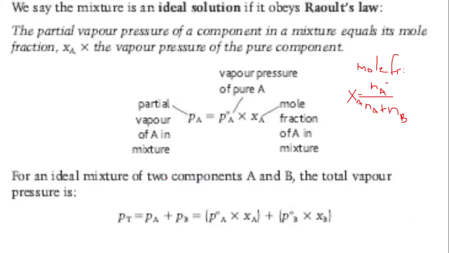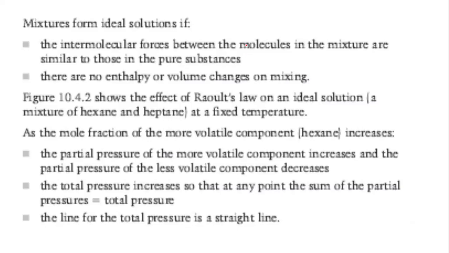Now, when you're adding the partial vapor pressure of A and the partial vapor pressure of B to get the total pressure, that is under ideal conditions, and we call that the ideal mixture. So basically, if a mixture is ideal, certain things must occur in the mixture. The intermolecular forces between the molecules in the mixture are similar to those of the pure substances. So let me explain. Suppose you have a substance A and you have a substance B.